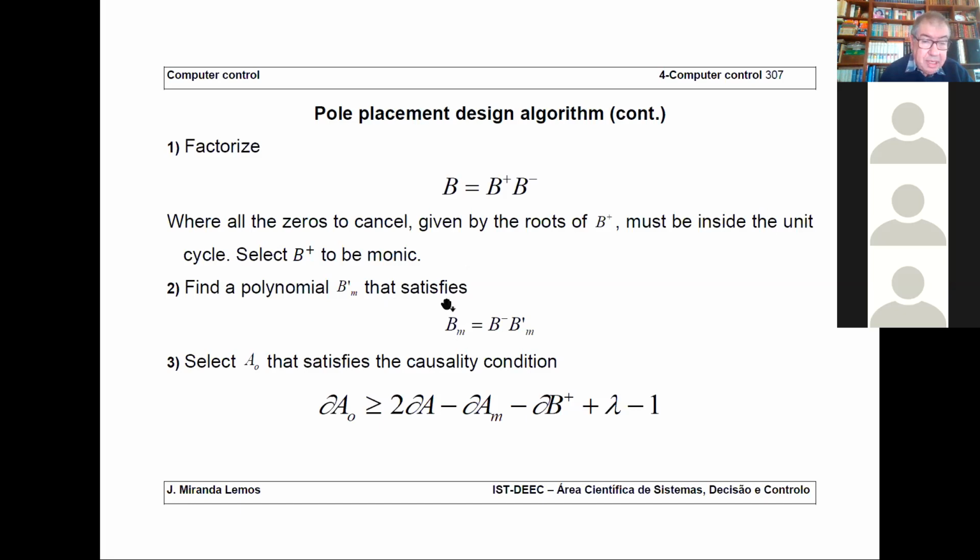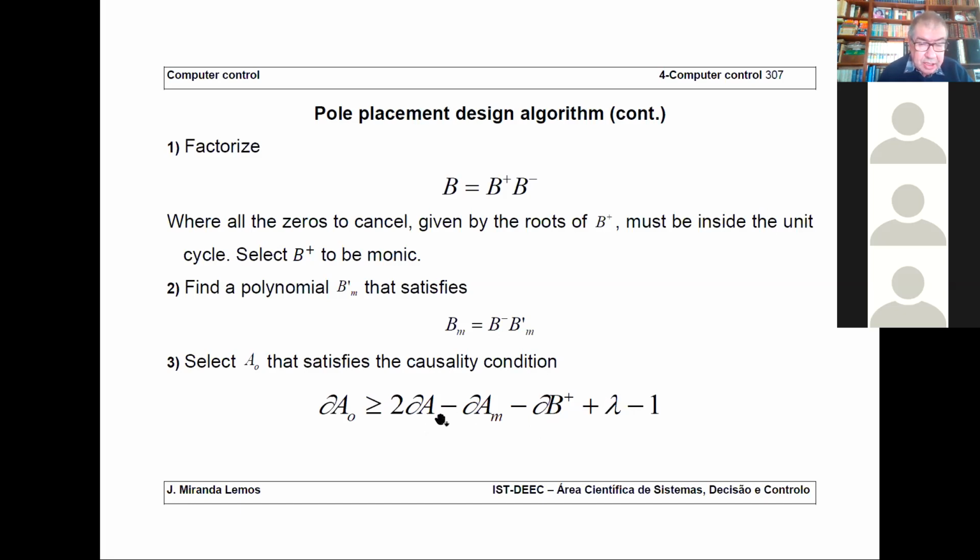Now, your BM must have B minus as a factor. The zeros that you don't cancel must be specified in the zeros that you want in the closed loop, because if you don't cancel them, they are still there. And you must find AO that satisfies this causality condition. Later we are going to discuss this with more care, but take for instance Z up to the minimum degree. Compute this number on the right and select AO to be Z up to this number.